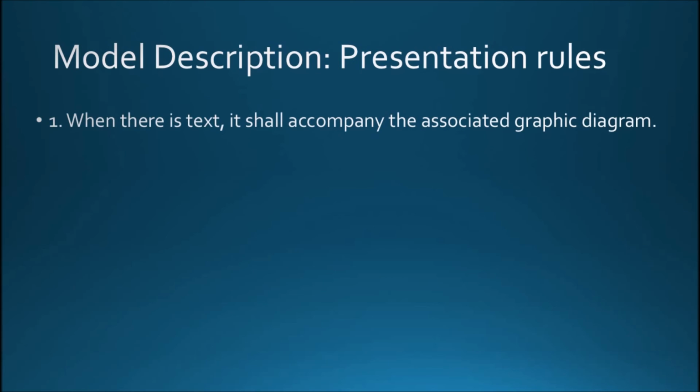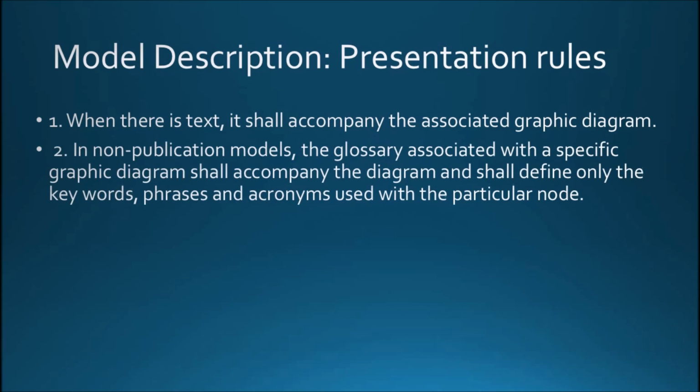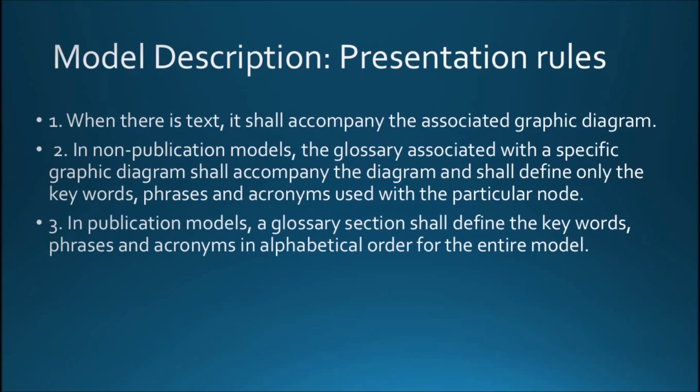When there is text, it shall accompany the associated graphic diagram. In non-publication models, the glossary associated with a specific graphic diagram shall accompany the diagram and shall define only the keywords, phrases, and acronyms used with the particular node. In publication models, a glossary section shall define the keywords, phrases, and acronyms in alphabetical order for the entire model.